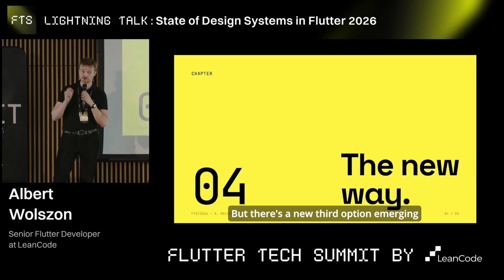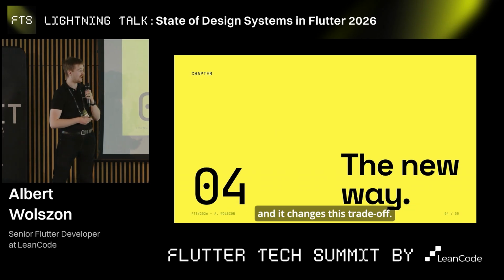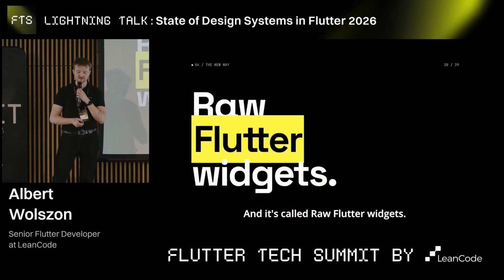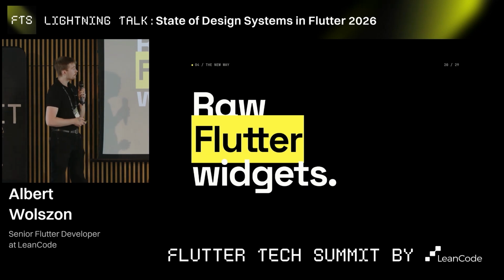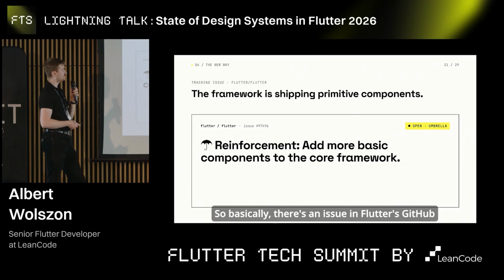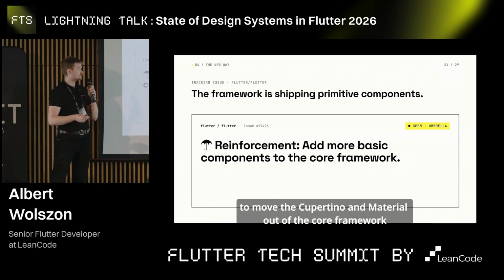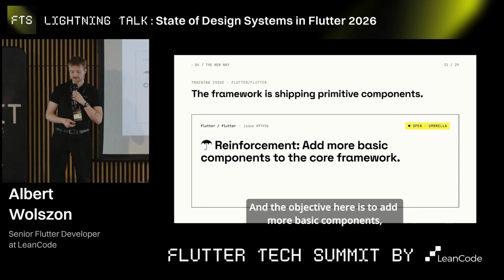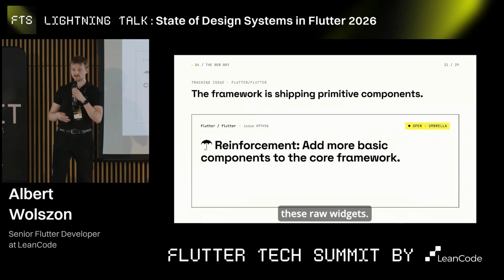But there's a new third option emerging, and it changes this trade-off. It's called raw Flutter widgets. So basically, there's an issue in Flutter's GitHub called add more basic components to the core framework. It's part of the much bigger effort to move Cupertino and Material out of the core framework in Flutter. And the objective here is to add more basic components, these raw widgets.